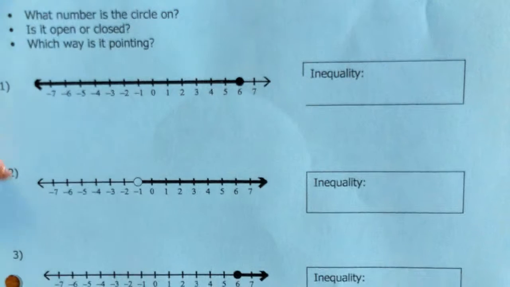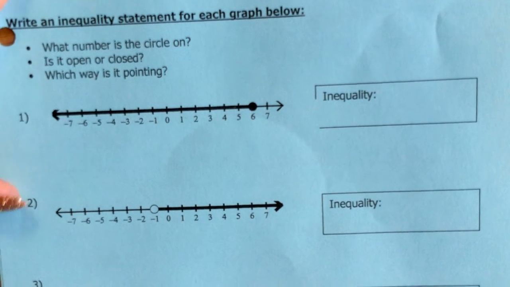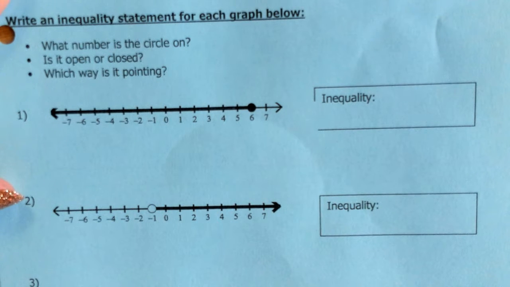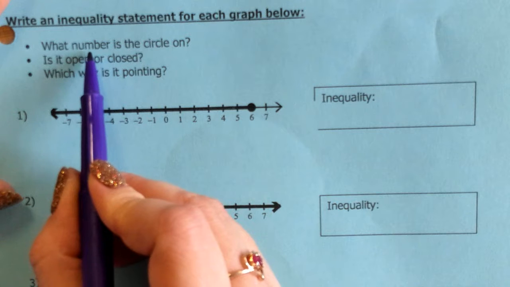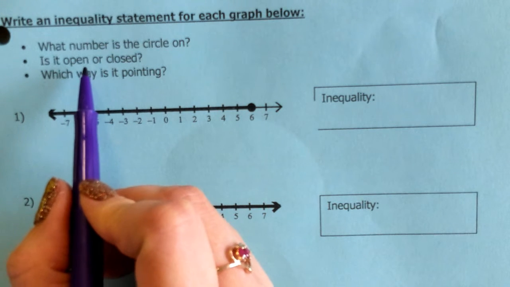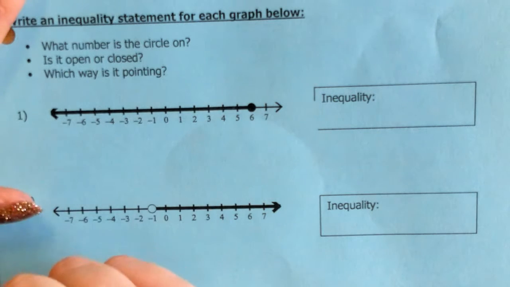All right, let's look at the next part. This next part is we're going to switch our thinking here. So instead of graphing the inequality that we're given, we're going to write the inequality that is shown in the graph. So first thing to think about is what number is the circle on? Next thing, is it open or closed? That'll tell you what kind of symbol you need, and which way is the arrow pointing.